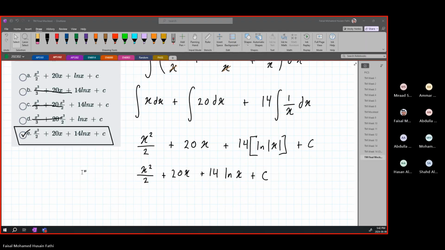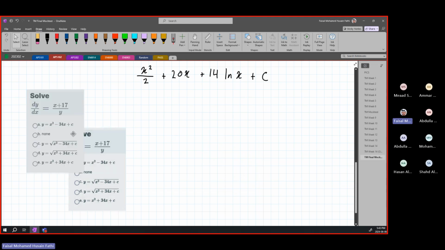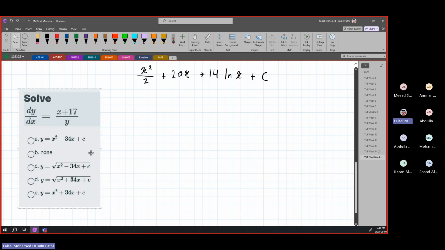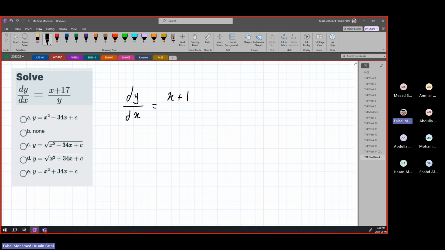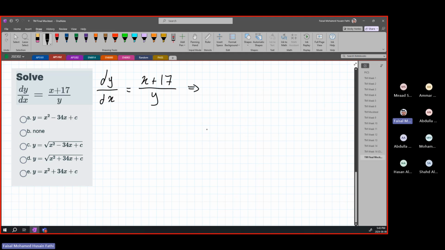Okay. So now we have to solve the differential equation. If you notice here, no initial values were given, so we're going to have our answer with plus c. How do you solve this? Again, the first thing you're going to do is separate. We have dy by dx equal to x plus 17 over y. So how do you separate? You're going to take the dx to the other side, and then dy is equal to x plus 17 over y dx.